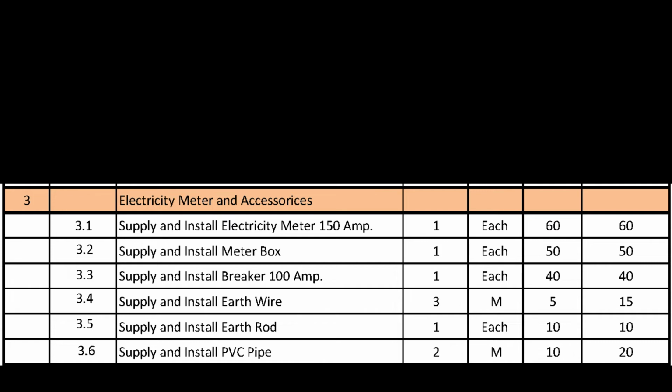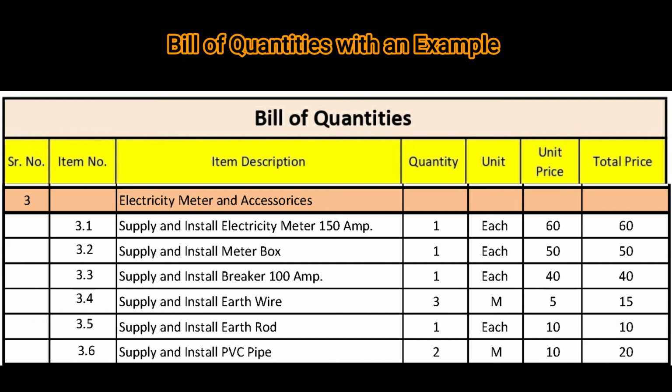Let's move to the next section, that is electrical power meter and accessories. Item number 3.1, supply and install electricity meter 150 ampere. Quantity is 1, unit is each, unit price 60 and the total price is also 60. Item number 3.2, supply and install meter box. Quantity 1, unit each, unit price 50 and total price also 50.